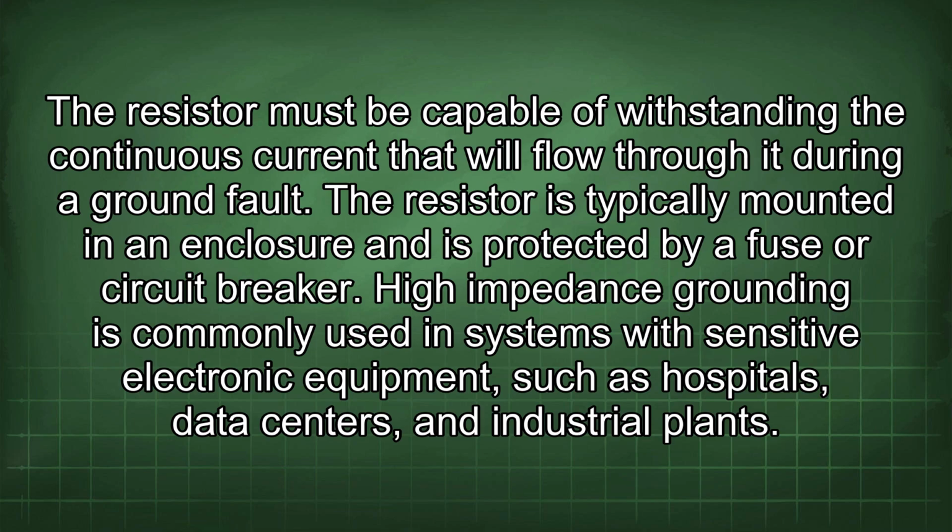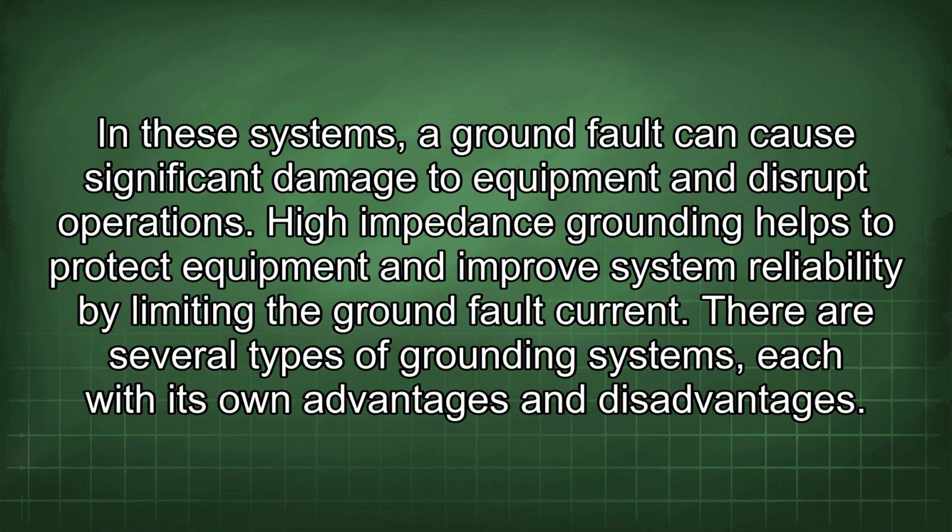High impedance grounding is commonly used in systems with sensitive electronic equipment, such as hospitals, data centers, and industrial plants. In these systems, a ground fault can cause significant damage to equipment and disrupt operations. High impedance grounding helps to protect equipment and improve system reliability by limiting the ground fault current. There are several types of grounding systems, each with its own advantages and disadvantages.